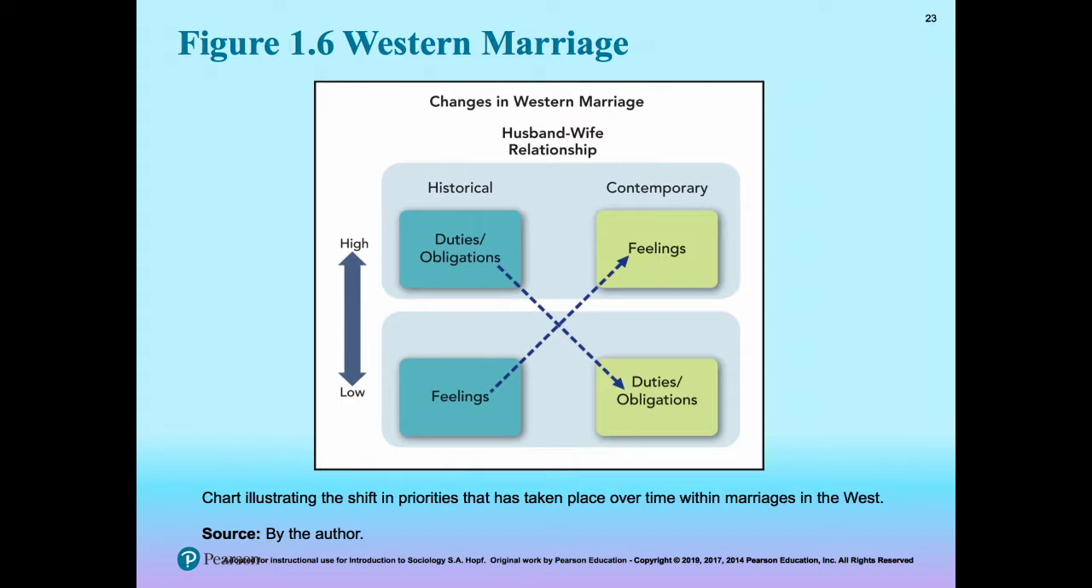This chart from our text helps us understand how society might shift the way it thinks about an aspect of social life, such as marriage. Take a look at the y-axis regarding how the different aspects have shifted over time. In the olden days, what we would call traditional marriage emphasized duties, whereas in contemporary marriage, the higher importance is feelings. How did this shift happen?